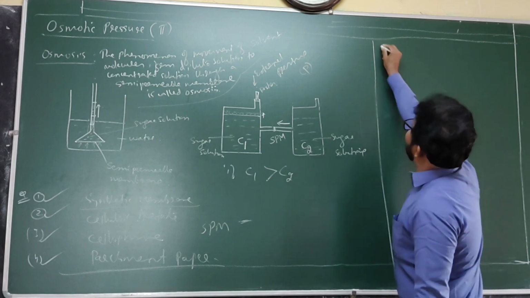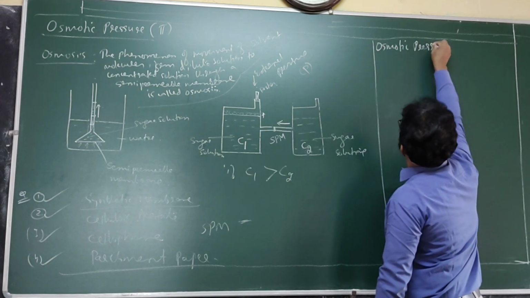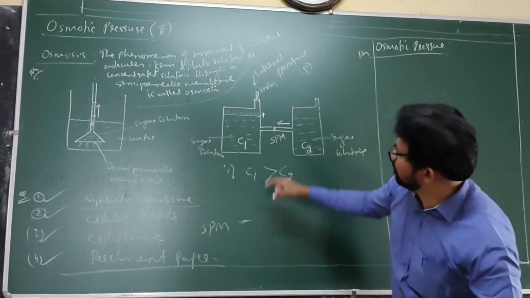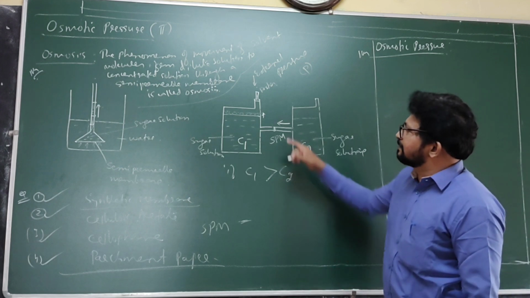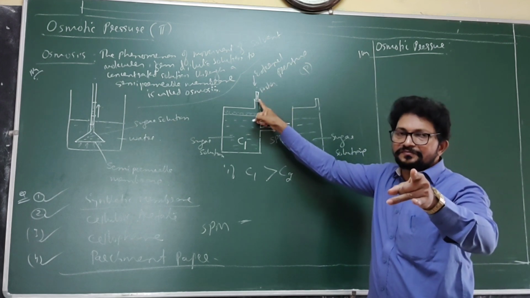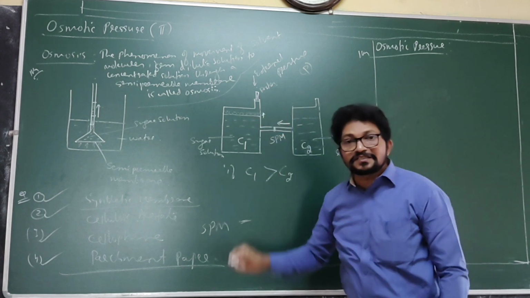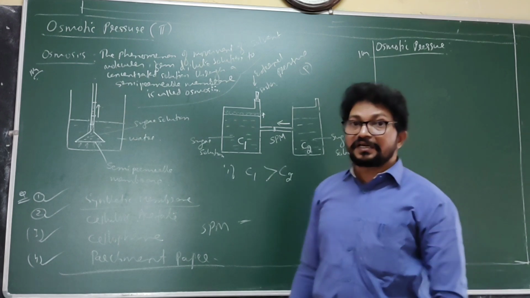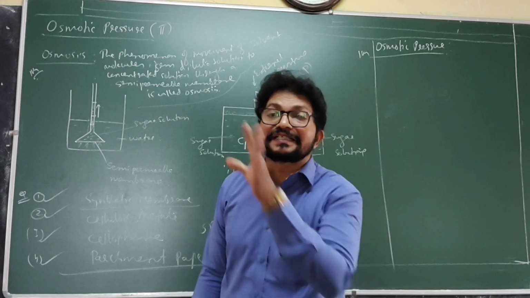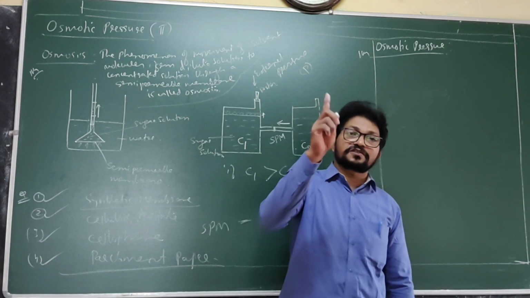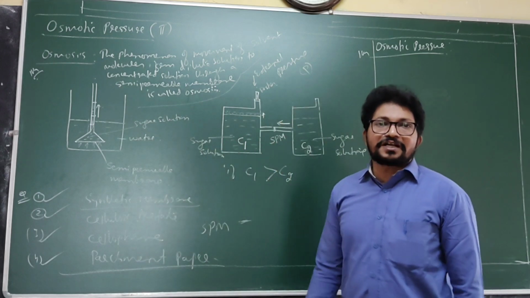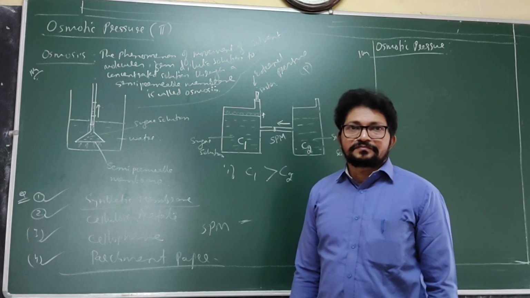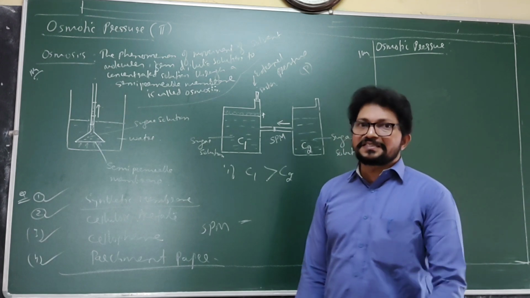Okay. Now osmotic pressure. So this diagram will help you to define osmotic pressure. The external pressure to be applied over the concentrated solution during osmosis through a semipermeable membrane, such that osmosis is just prevented. Where is osmosis taking place? Osmosis is taking place into this. So it is the osmotic pressure of this solution. Who is experiencing the pressure? This fellow.